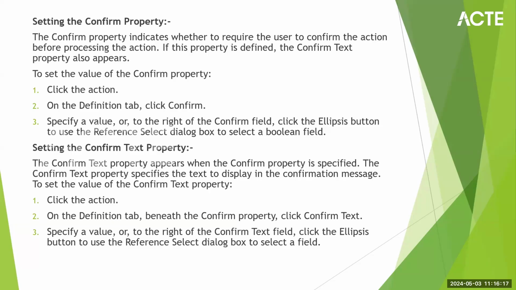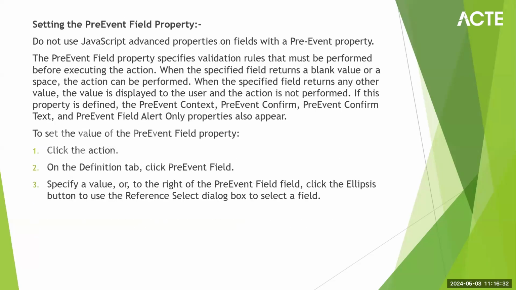Click on the action on the definition tab beneath the confirm property. Click on confirm text and specify a value, or else you can directly map the field in which you already created the value. Next, set the pre-event field property. Pre-event means before clicking or before executing any of the requirements, if you want any changes or anything to appear on the screen, those are called pre-event.